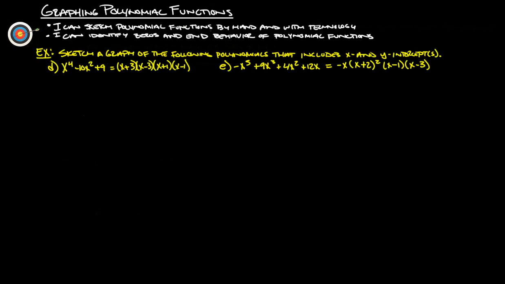All right. Last two examples. It says sketch a graph of the following polynomials that includes the x and y intercepts. So here's the polynomial, and then here's the factored form of this same polynomial, because this will help us figure out our rough sketch, and this will help us figure out where our x and y intercepts are going to be.